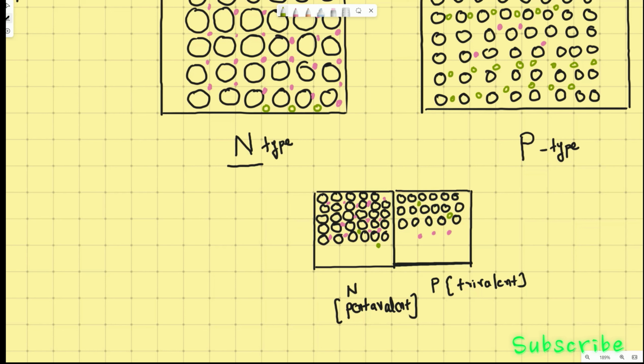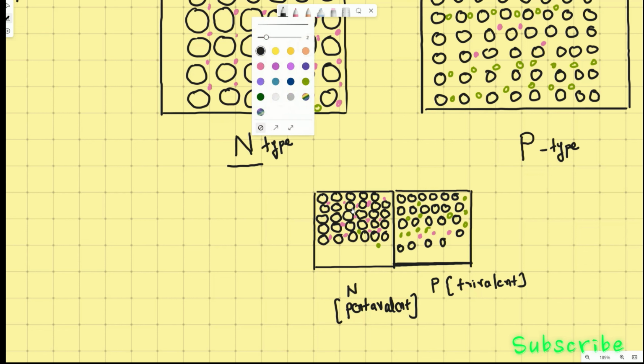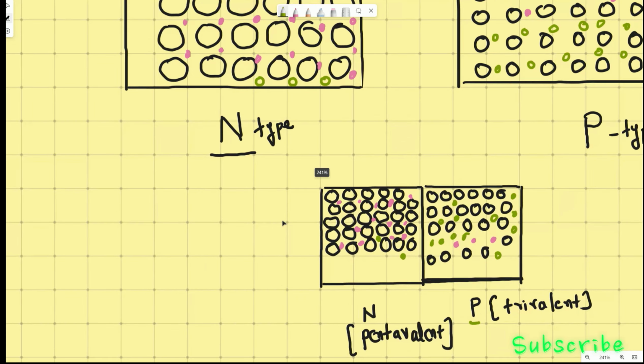So these are the holes which are there. Now what happens is, if you notice the P side, the P side has a lot of holes and the N side has a lot of electrons. So electrons get attracted to the right side. So this is what happens, and I will just enlarge it. Okay, I will just start.